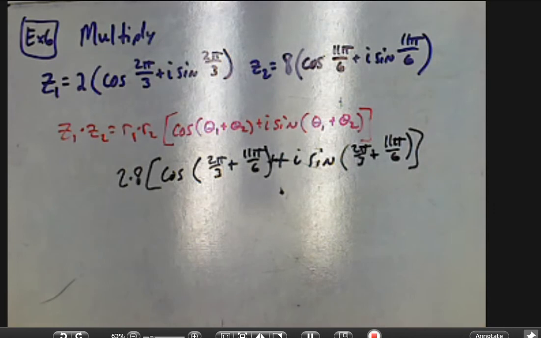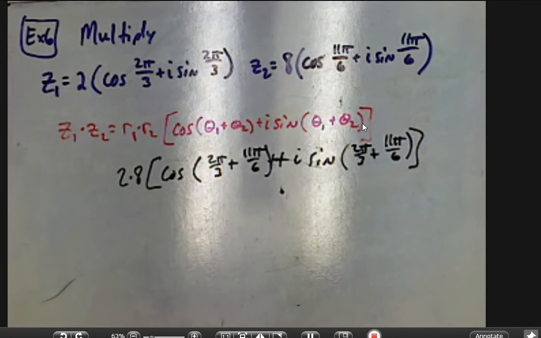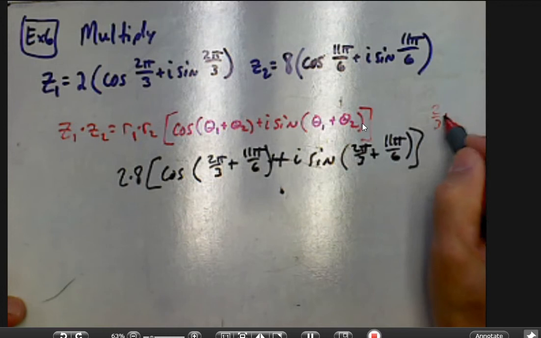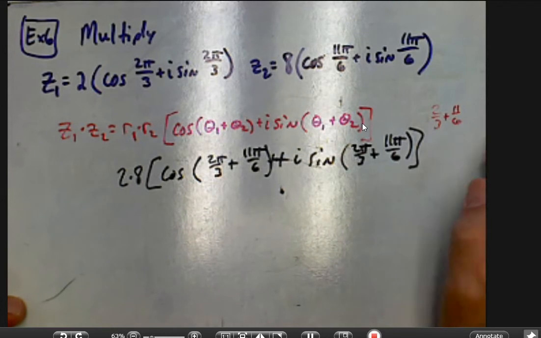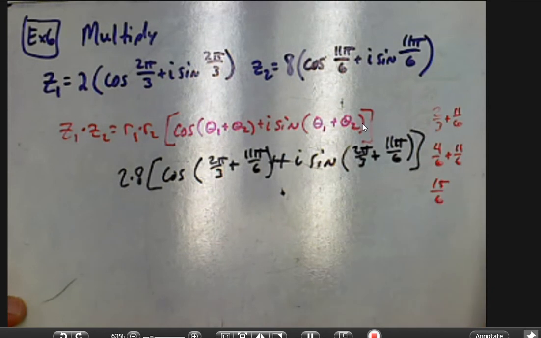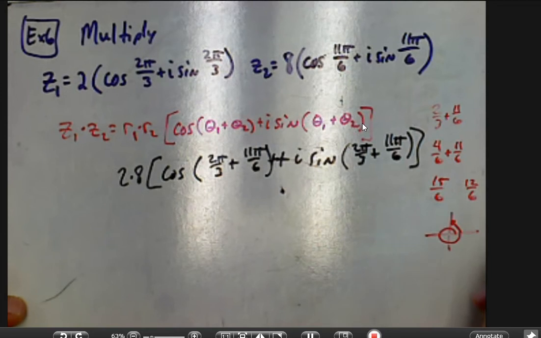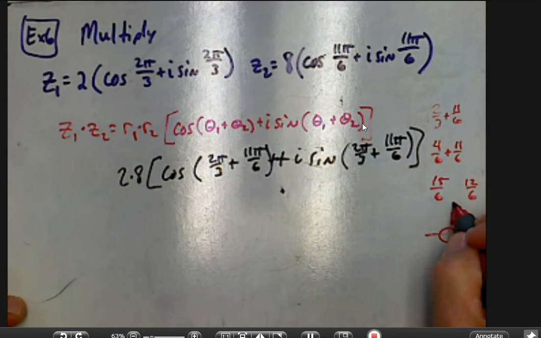2 pi over 3 plus 11 pi over 6. Okay, so now you've got to add 2/3 pi plus 11 pi over 6. So here to the side, I'm going to do that and say I have 2/3 plus 11 over 6. Common denominator is 6, so 4 over 6 plus 11 over 6 is 15 over 6. And so what I know is going all around the circle once would be 12 over 6, and so it leaves me 3/6 left, which is 1/2. So there's 15 over 6 pi, which is the same as pi over 2.